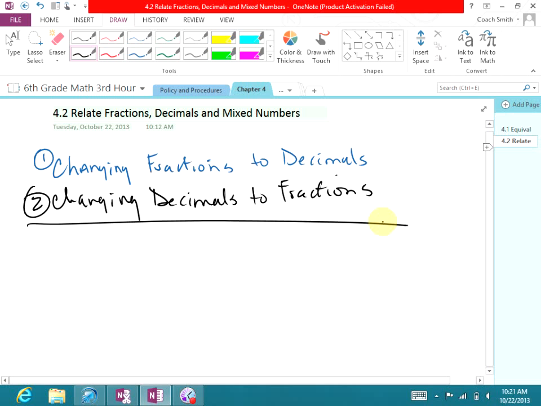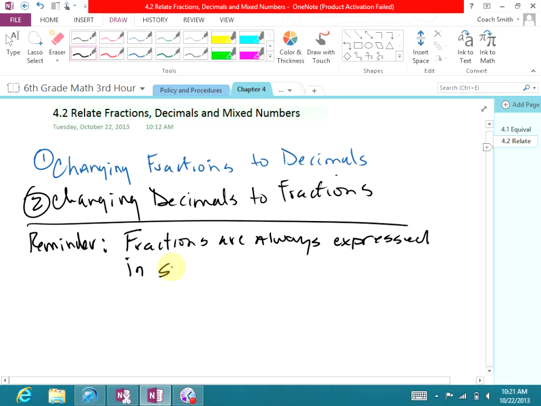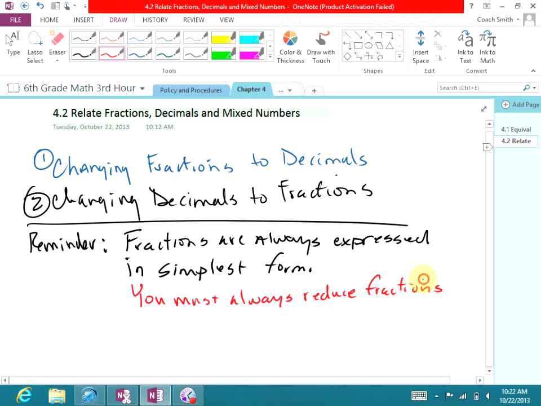Okay? Now, let's remind ourselves. A reminder. Fractions are always expressed in simplest form. To put it differently, you must always reduce fractions. Okay, you must always reduce fractions.